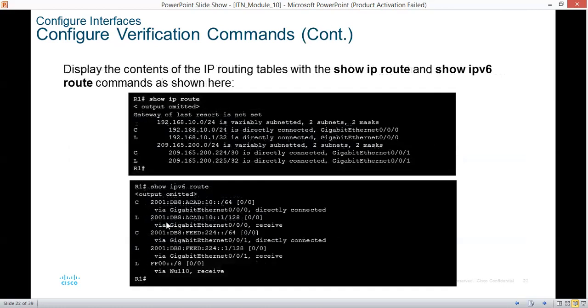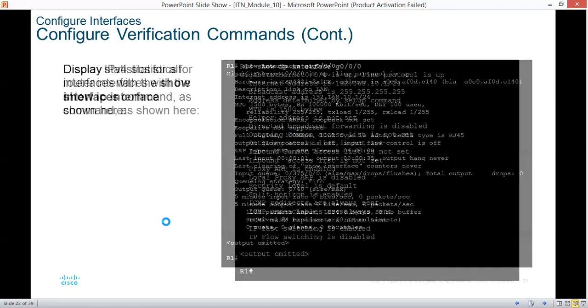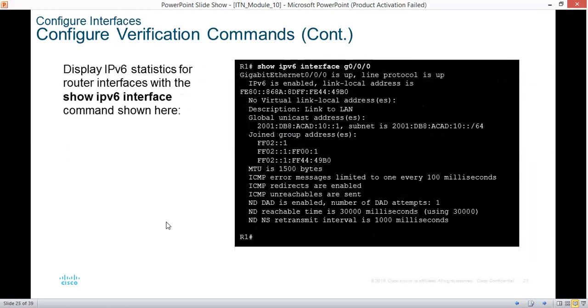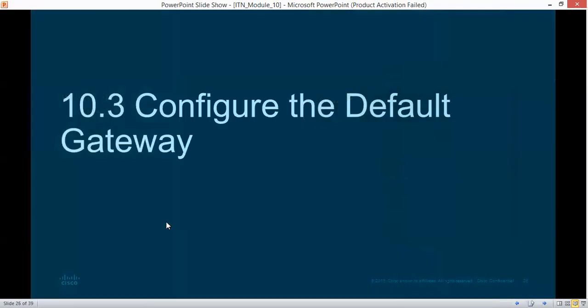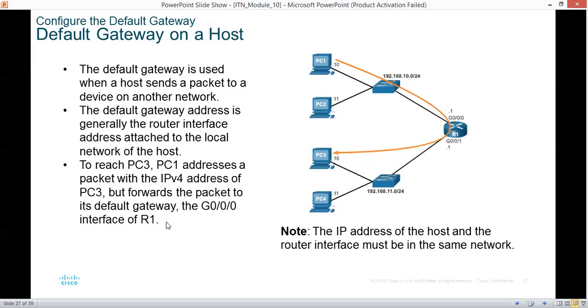Still on the show interface brief and route. Quite important. So when you're doing your configuration, you use that a lot to help you. So configure the gateway, default gateway.